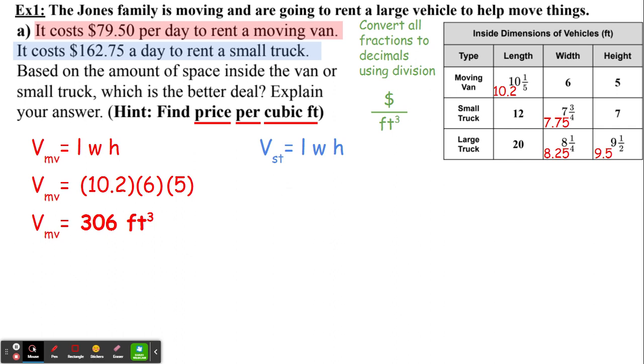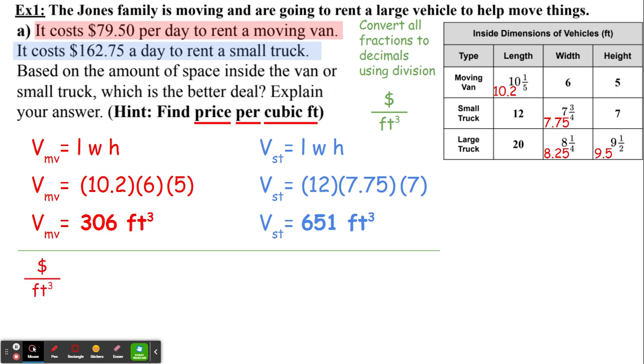Let's focus on the small truck. Its length is 12, the width is 7 3/4 or 7.75, and the height is 7. Plug all that into your calculator, and you get 651 cubic feet, or feet cubed.